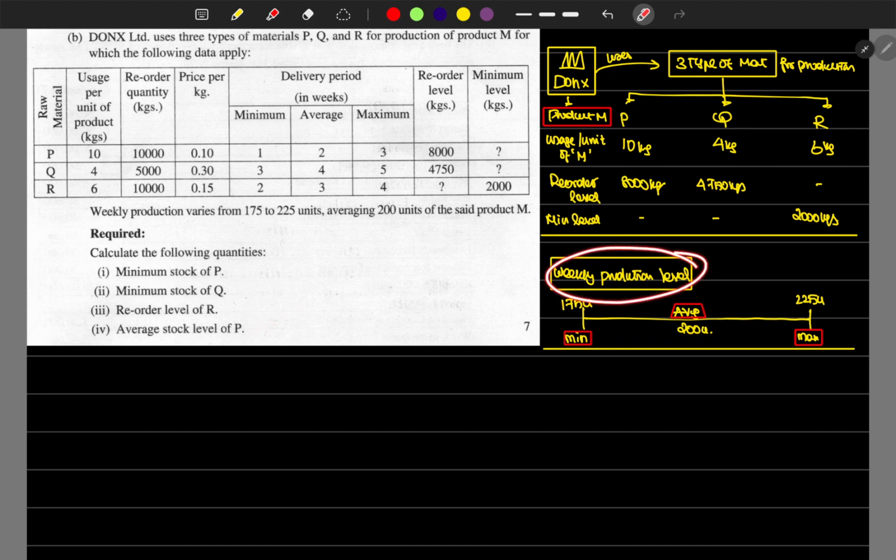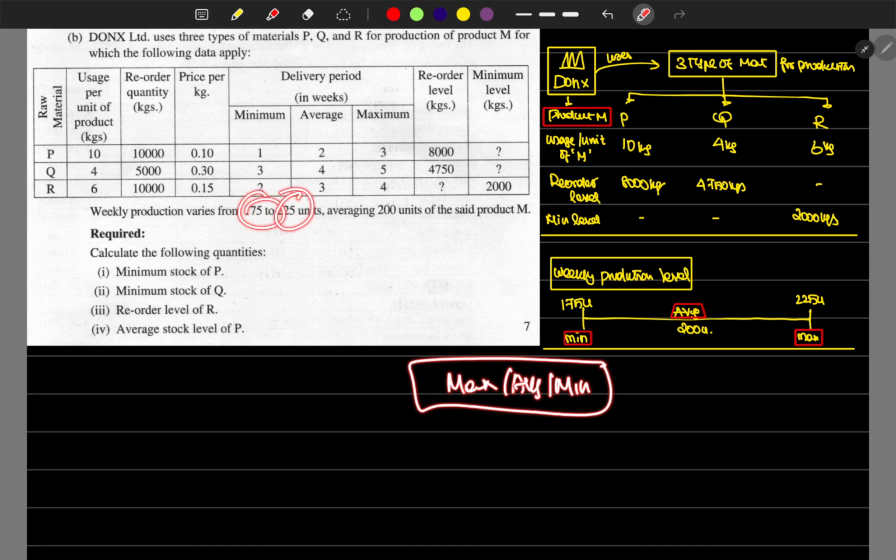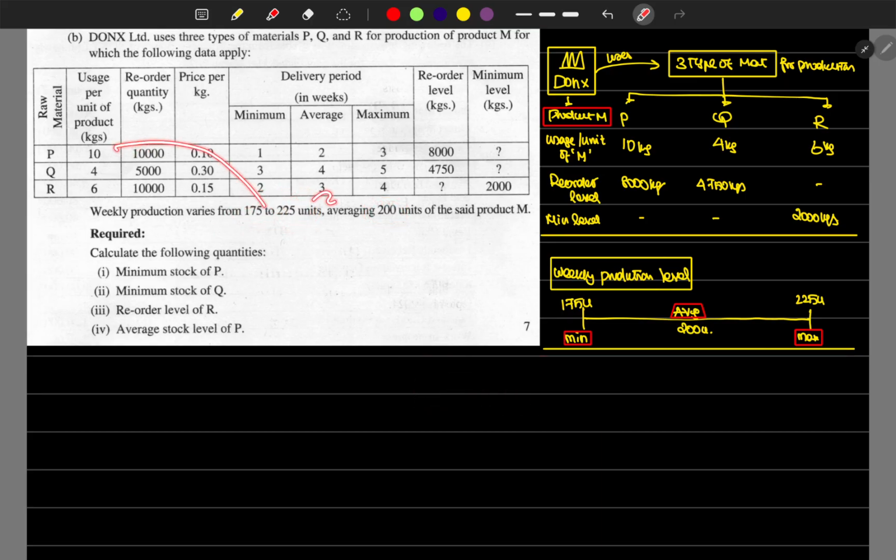The weekly production level fluctuates: if it is minimum, 175 units; if it is average, 200 units; if it is maximum, 225 units. In the question they have given the usage per unit of product, but we don't know the actual consumption. How do we find the actual maximum, average, and minimum consumption? We have the minimum, average, and maximum production, so we multiply these to get the actual consumption.